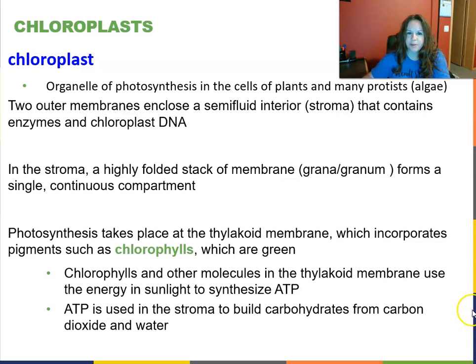So chloroplasts, we're going to find these structures in producers. That would include plants and some protists like algae and some photosynthetic prokaryotes like blue-green algae or cyanobacteria. They have, kind of like the mitochondria, two outer membranes, and then a fluid inside, and then these stacks of disc-like structures that contain the green pigment chlorophyll, which is good at absorbing sunlight, which is then used to power the making of sugar.